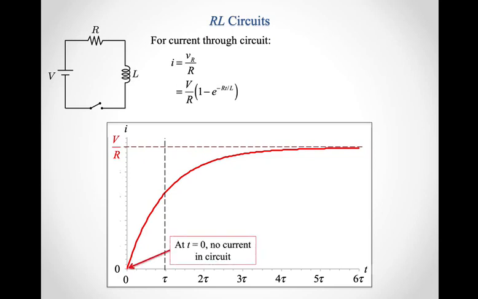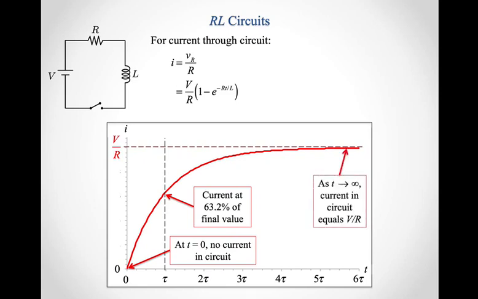You can see that the current running through the circuit also increases. So again, it starts at 0 because initially the inductor generates a back EMF so that no current's flowing through the circuit. But as that back EMF from the inductor decreases, the current increases. At one time constant, it's up to 63.2% of the final value. And then as T approaches infinity, it reaches its final value, which in this case is V over R, the voltage of the battery divided by the resistance of the resistor.